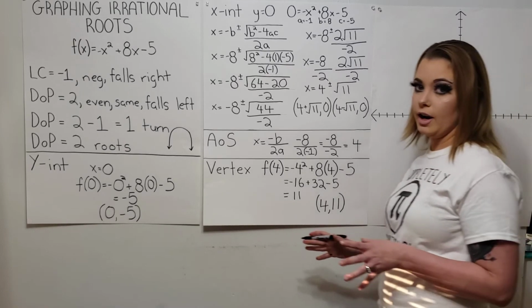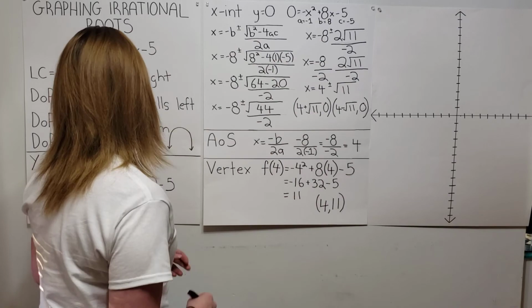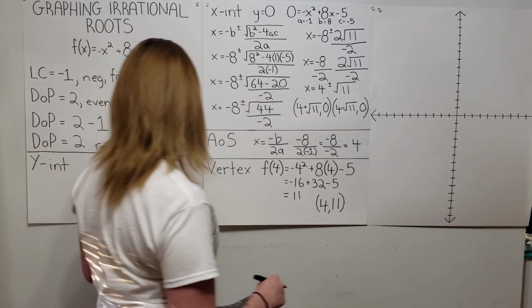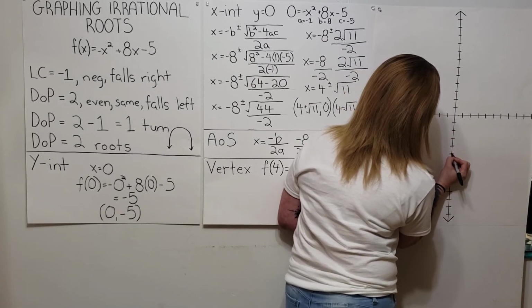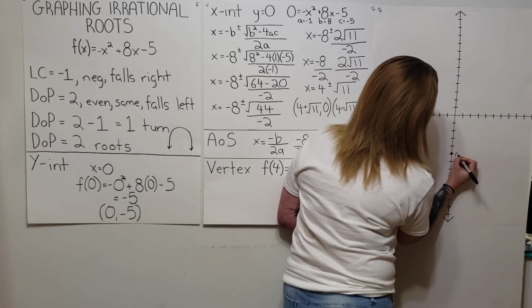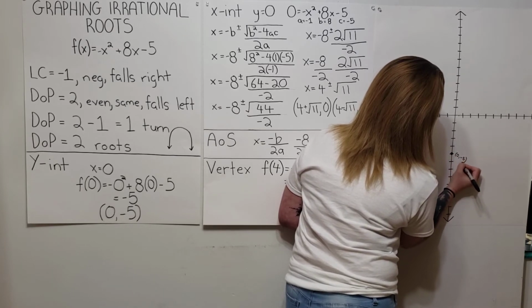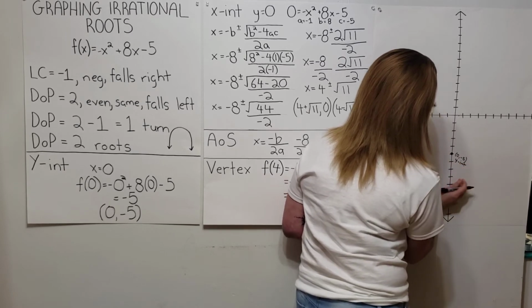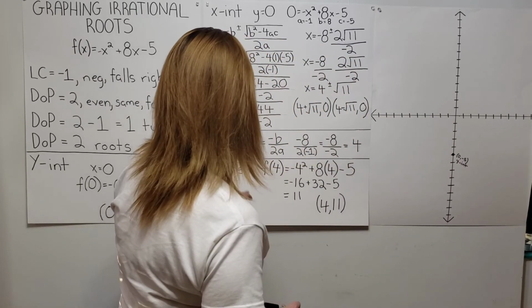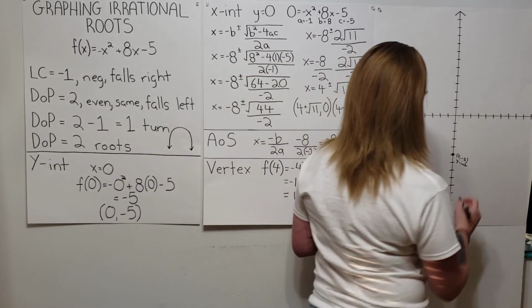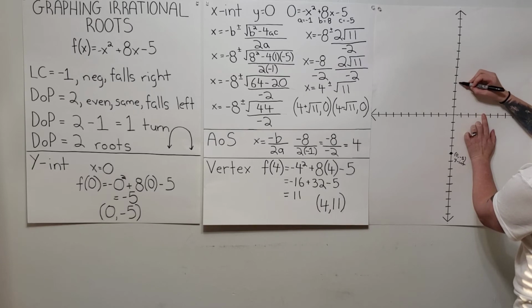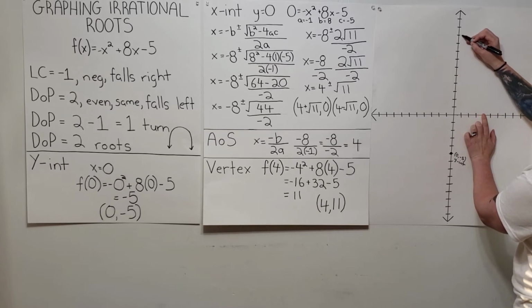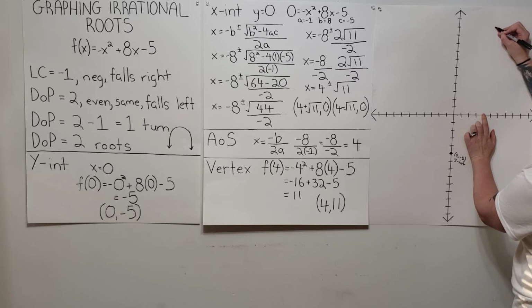Finally, we're ready to create our graph with all of our points. Our y-intercept is at 0, -5. 1, 2, 3, 4, 5. Okay. 0, -5. Going to be sure to label all of my points. Our vertex is going to be at 4, 11. 1, 2, 3, 4. 1, 2, 3, 4, 5, 6, 7, 8, 9, 10, 11. It's going to be somewhere right here.